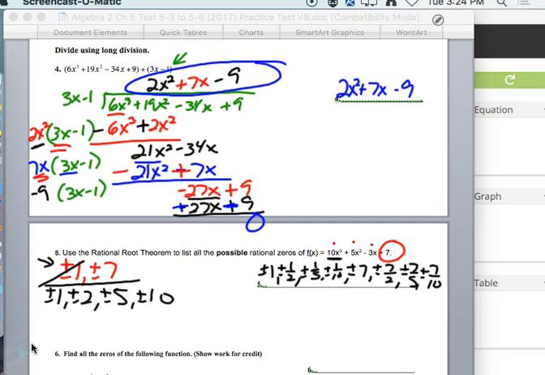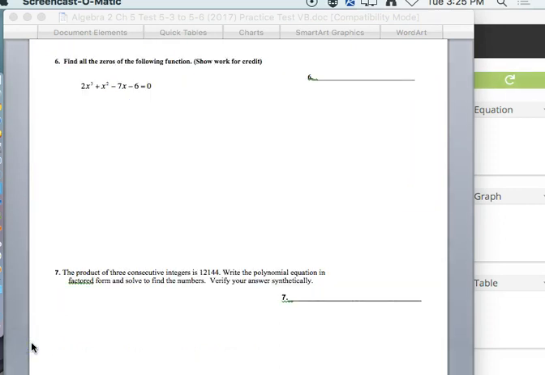Go ahead and take a look at number 6. Pause the video and try to do number 6 on your own. It says we are responsible for finding all the zeros of the following function. And like it says, we have to show work for credit here. So the first thing we would do is list those possibles, just like we did in the last one. And think, well, with a 6 in the back, I'd have a plus or minus 1, plus or minus 2, plus or minus 3, plus or minus 6 for my numerator. And then my denominator with a 2 in the front would be plus or minus 1, plus or minus 2.